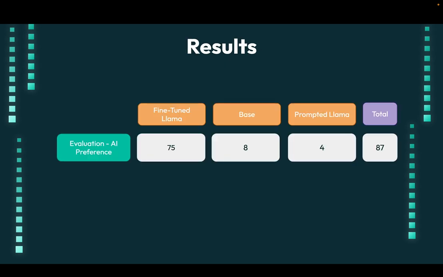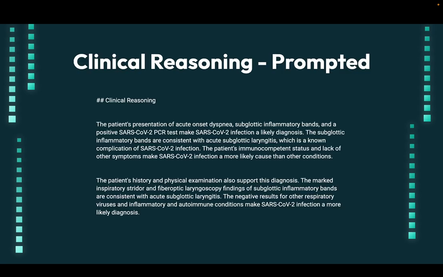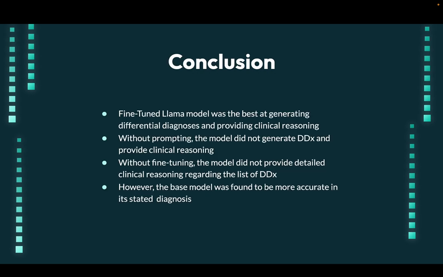And then we also compared the 2 models with the prompted Llama, and still the fine-tuned model performed better. And this was just an example of the clinical reasoning from the prompted model. As you can tell, there's more detail, but there is no clinical reasoning in regards to other differentials apart from the primary differential. And so yes, the fine-tuned model was better in terms of clinical reasoning as well as generating the different differential diagnoses. And so we noted that without the prompting, the model did not generate any differential diagnoses or provide clinical reasoning. And without the fine-tuning, the model did not provide any detailed clinical reasoning regarding the different differentials. However, the base model was found to be more accurate in its stated diagnoses.